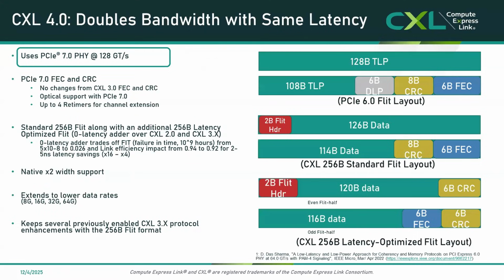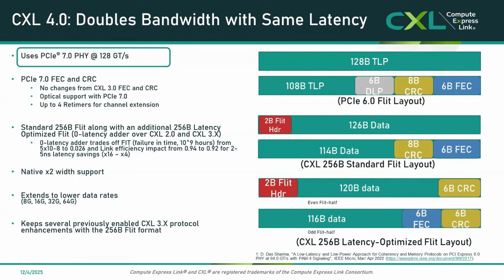So in 4.0, we doubled the bandwidth while keeping the latency the same. We use PCI Express 7.0 with 128 giga transfers per second. So we use the same forward error correction, FEC, and CRC as PCI 7.0, which was again the same as PCI 6.0. And from a CXL perspective, no changes from CXL 3.0, FEC, CRC. So let me explain that with the picture on the right here.